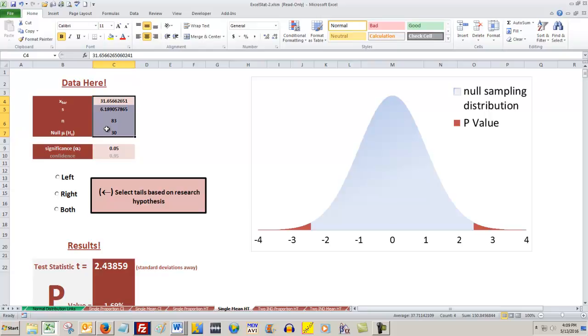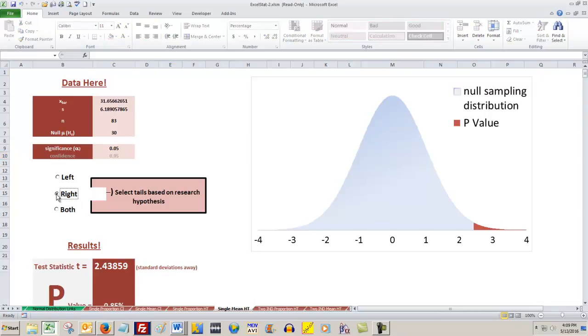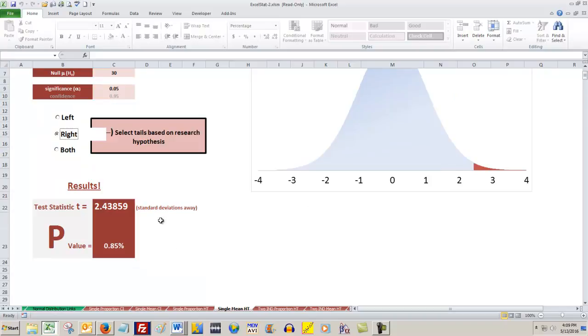All we've got to do now is crunch our numbers down here by picking the correct tails. We're going to leave 95% confidence just for the sake of argument. I believe the tail we want is right, because we are looking to see if they are exceeding the speed limit. We're going to pick right tail and then scroll down. And we get two very important numbers here. First of all is the test statistic. I get a test statistic of 2.4. Comparing this to our z-tests, it means the same thing, 2.4 standard deviations away.